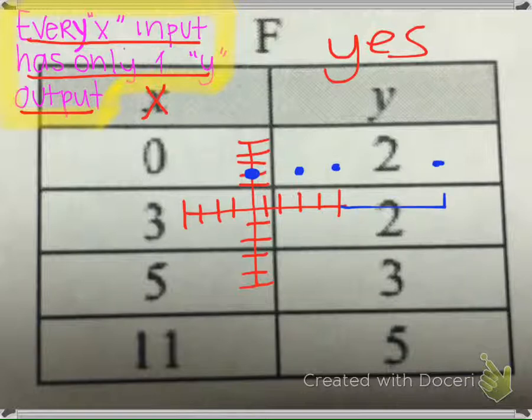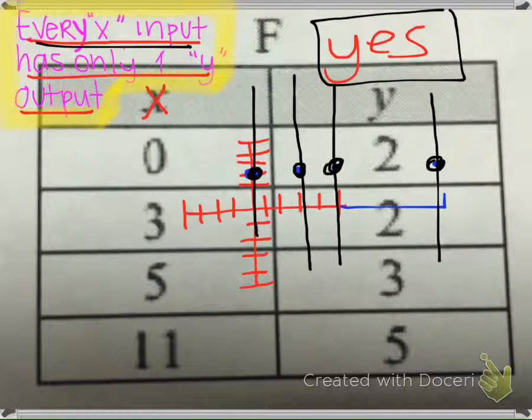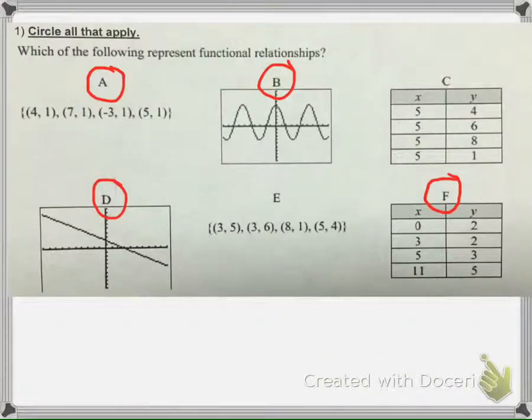So in other words, if I were to draw a vertical line, it only hits 1 point. No matter where I draw a vertical line, it only hits at most 1 point. So it is yes. Every input has only one output. So those are the ones that we should have circled that are a function.